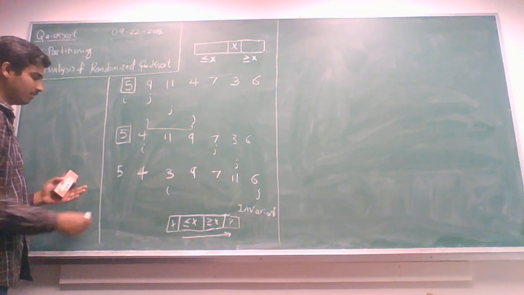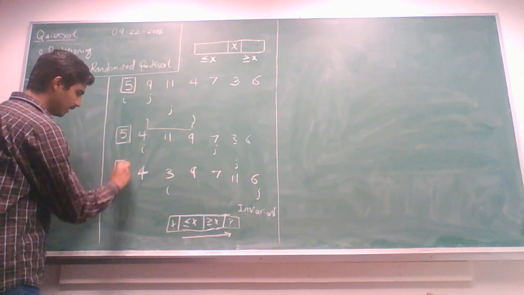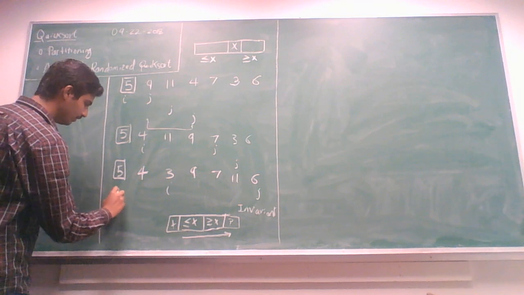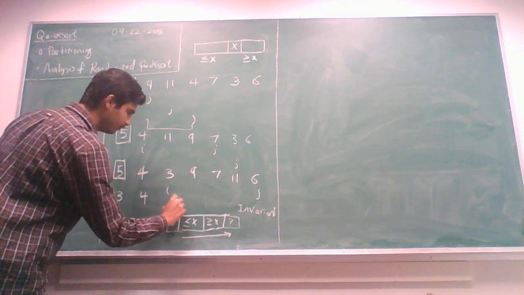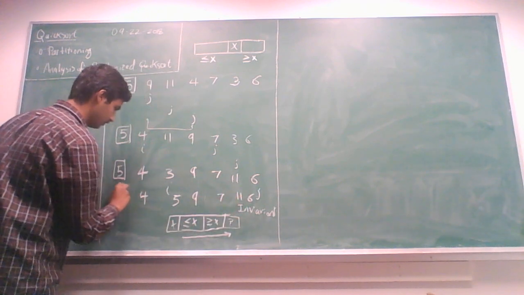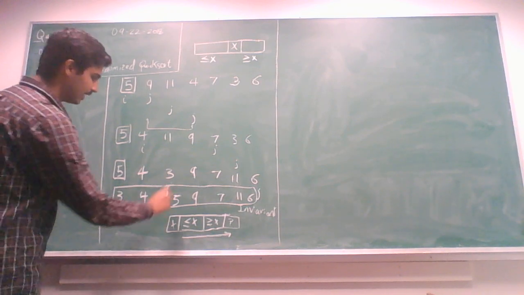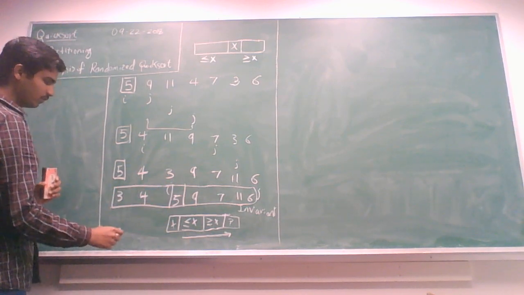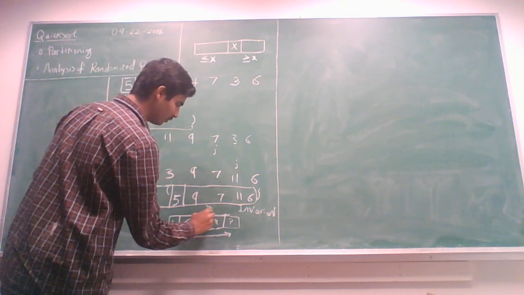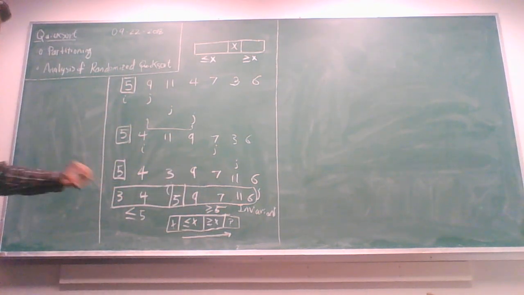Now we notice that 5 is still not in the right place. So at the end of all these steps, you swap the pivot element with the current ith element. The resulting configuration would be 3, 4, 5, 9, 7, 11 and 6. You notice that 5 is in its rightful place. All these elements are less than or equal to 5, and all these elements are greater than or equal to 5. So this is the first partitioning step.